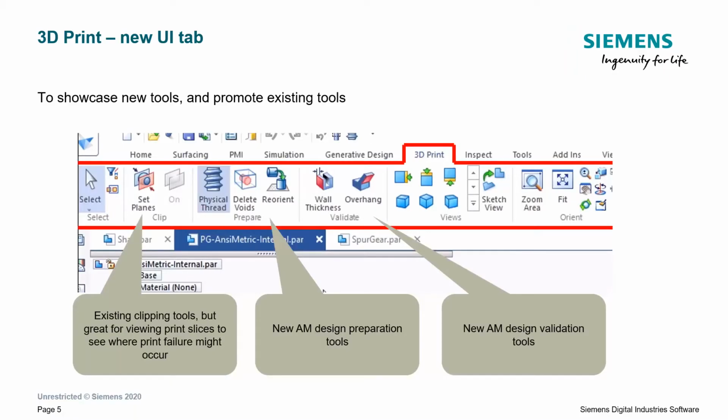Solid Edge now has a new tab called 3D Print. We added this tab because we're expanding our 3D print capabilities, and so we've added the new tools to this tab, but we've also put some of the existing tools on this tab where they make sense. For example, we have existing clipping tools, but those are also great for viewing print slices to examine what your print would look like. We have new additive manufacturing design prep tools and some validation tools. Let's walk through them.